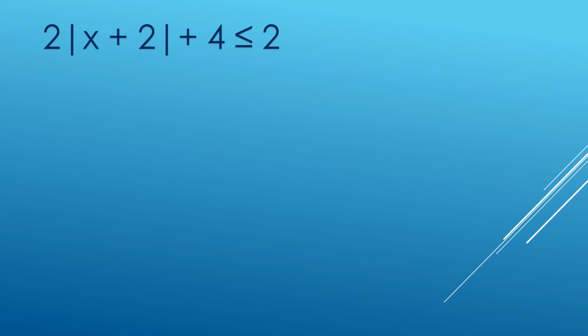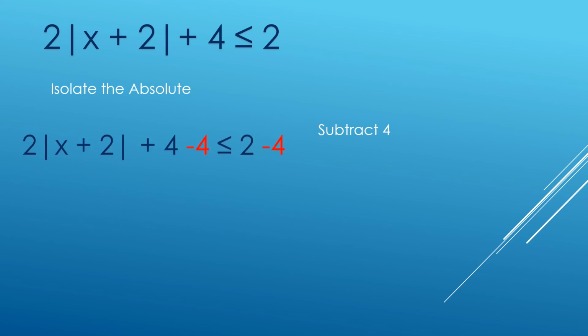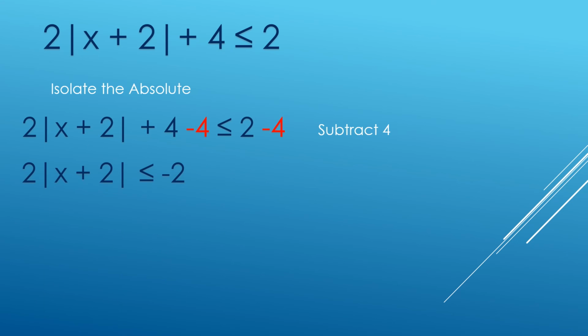Alright, let's look at this example. 2 times the absolute value of x plus 2, plus 4, is less than or equal to 2. First thing we need to do is isolate the absolute value. So we'll subtract 4 from both sides. That simplifies to 2 times the absolute value of x plus 2 less than or equal to negative 2. Now we need to divide both sides by 2.